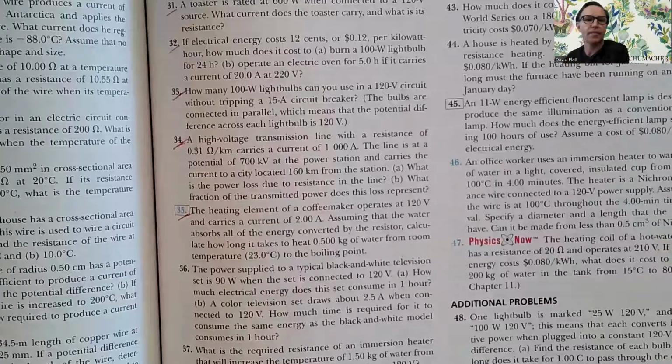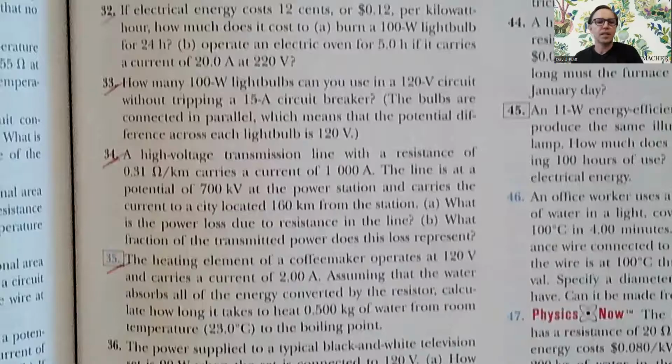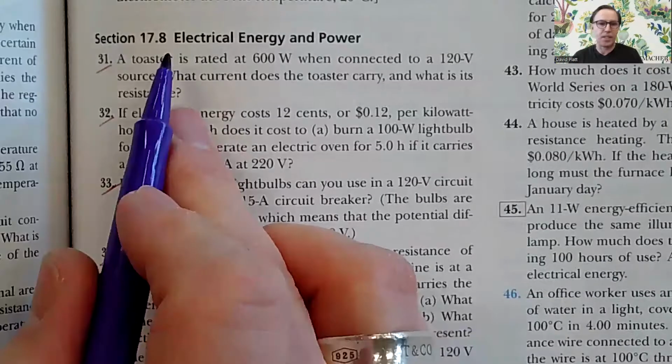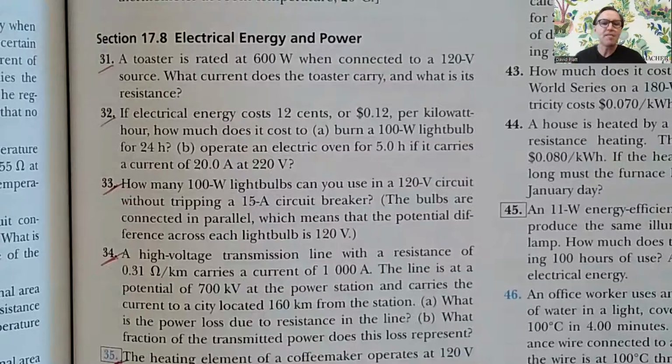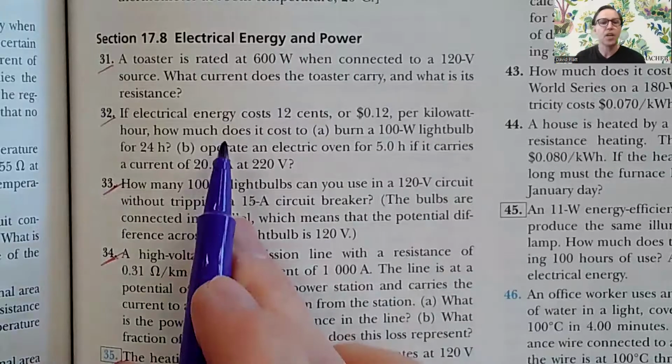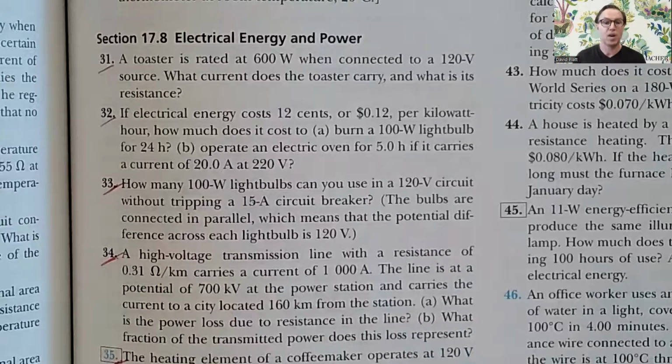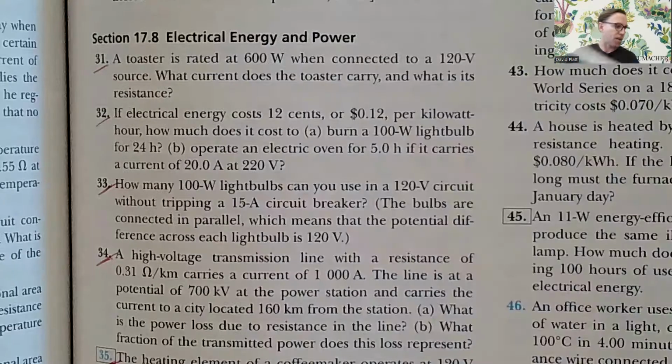Let's do this one that's labeled number 32 from chapter 17, section 8. If electrical energy costs 12 cents per kilowatt hour, we'll talk about kilowatt hour in a minute, how much does it cost to burn a 100-watt light bulb for 24 hours? So let's do that first. A 100-watt light bulb for 24 hours.